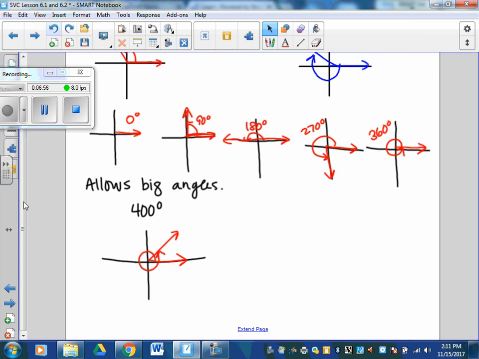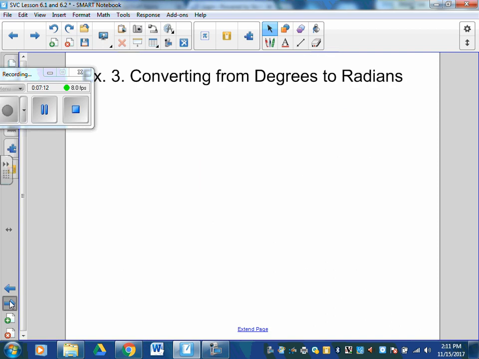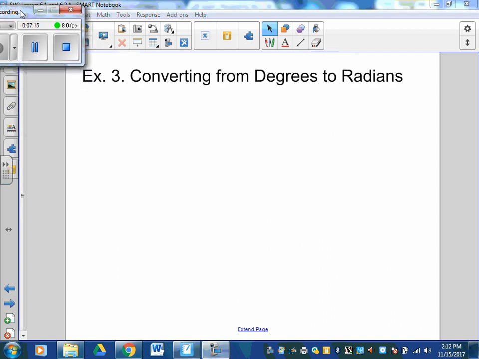Just so you realize that you can draw these angles in the coordinate plane now, rather than just on a piece of paper like you did in geometry. So it kind of goes around the XY axis. Okay? All right, so with these angles comes ways to measure them. And we can measure them by converting from degrees to radians. Radians is going to be the new measure.